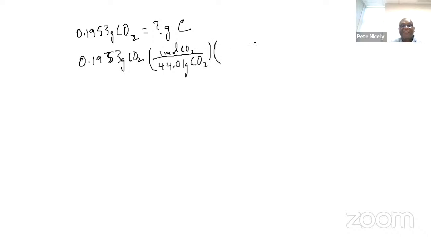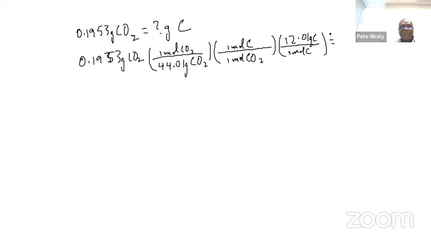All right, and then I'm going to find out the moles of carbon. And based on the formula, 1 mole of carbon dioxide will contain 1 mole of carbon. All right, and then the last step in this process is to determine the mass of carbon, and that would be 1 mole of carbon down here, and the mass of carbon, which is 12.01 grams of carbon. And I would work that out. So 0.1953 divided by 44.01 times 12.01.